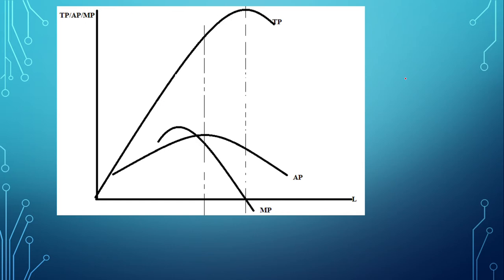That means if you take the equation, AP is equal to TP divided by L. So if the denominator is increasing, let's say total product is increasing by 10, but labor is increasing by 20, this average production will start to decrease. When the denominator increases, the answer decreases. So that is the thing happening after this point. Then I have divided another part from the maximum of total product. So I'm going to name these regions as region 1, region 2, and region 3.